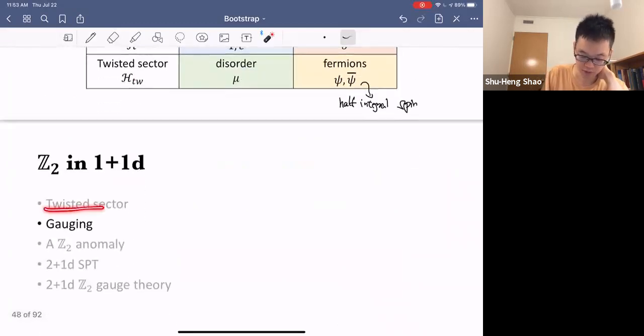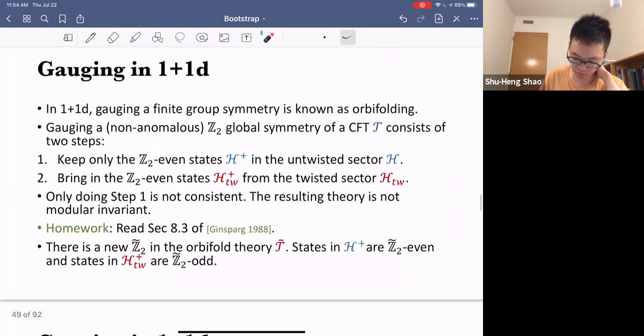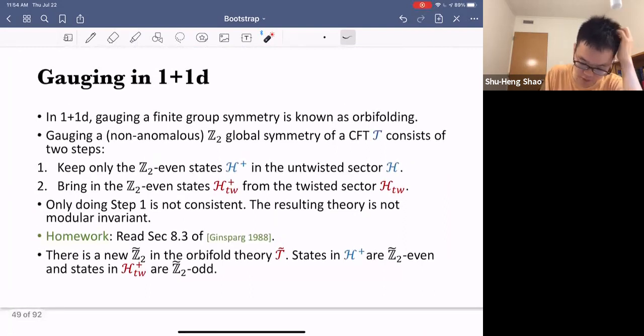Okay, so we talked about the twisted sector. Now we are going to try to gauge it. So in 1+1D, what does gauging mean? Gauging goes under the name of orbifolding in 1+1D. Gauging a non-anomalous Z2 global symmetry in a 1+1D CFT consists of two steps.